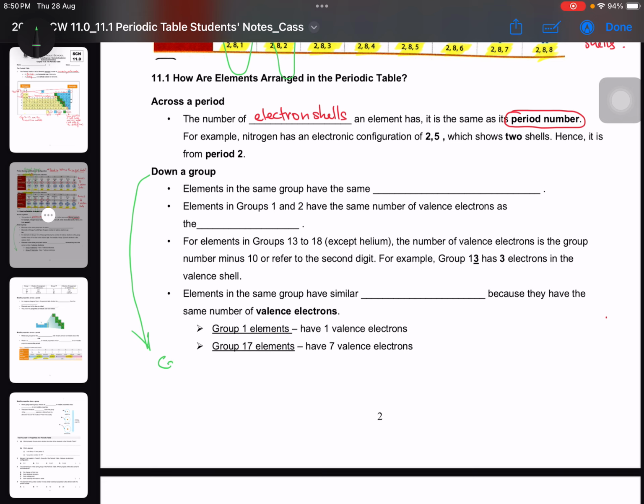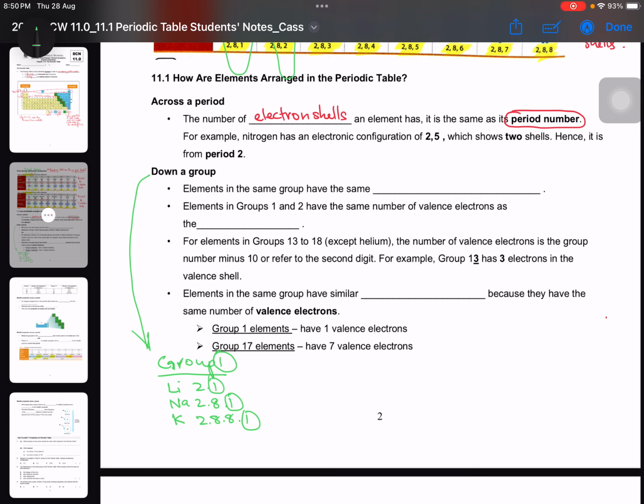So if you look at group 1, then you'll see that you have lithium 2.1, sodium 2.8.1, and potassium 2.8.8.1. What pattern do we notice which involves the group number? So group 1, all of them have one valence electron. The valence electron means the electrons in the outermost shell.